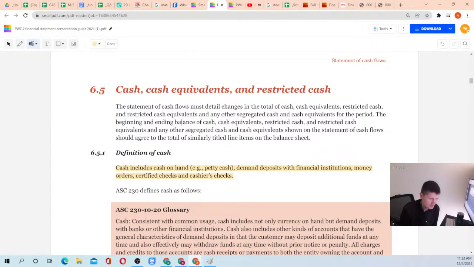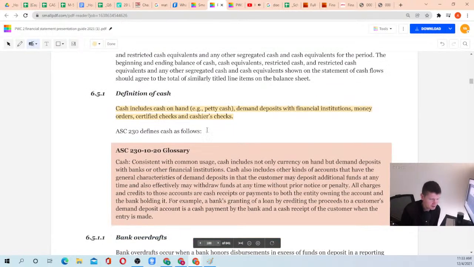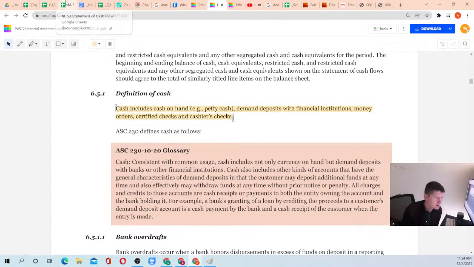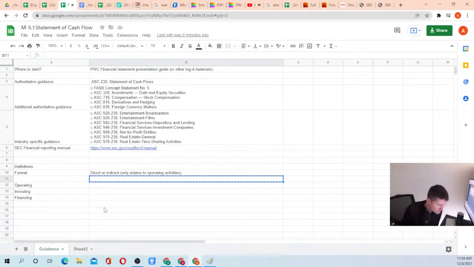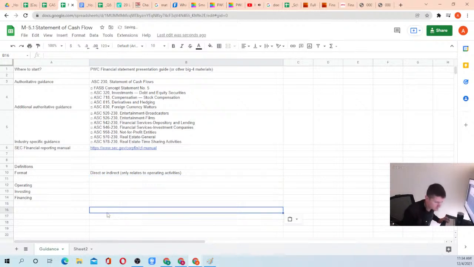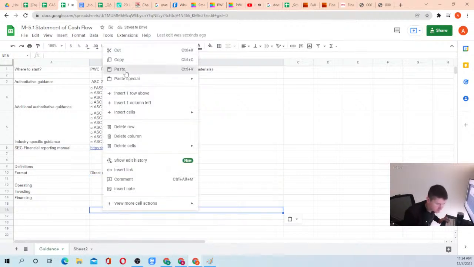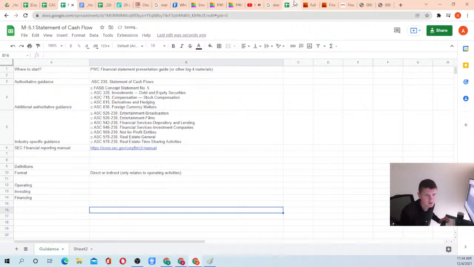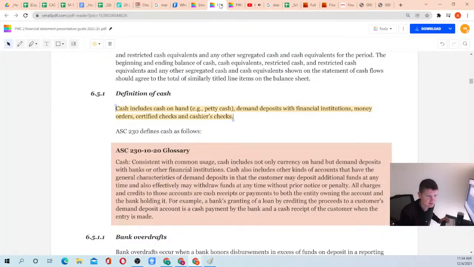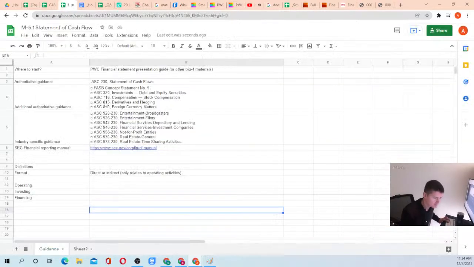What other? Okay, finally we have some definition. We have the definition of cash, and to get that I copy it here. Yeah, for some reason that software, okay. Finally.